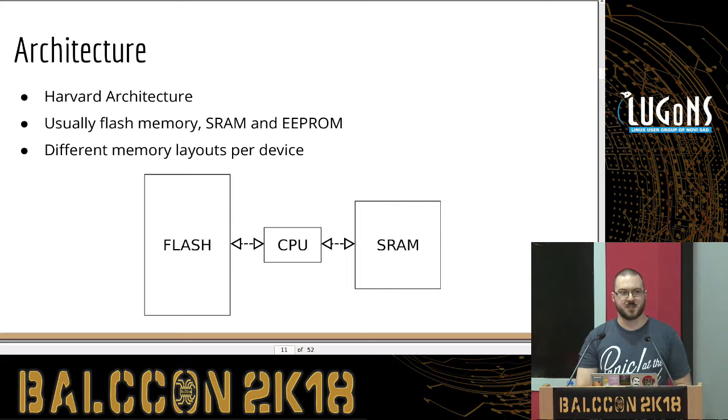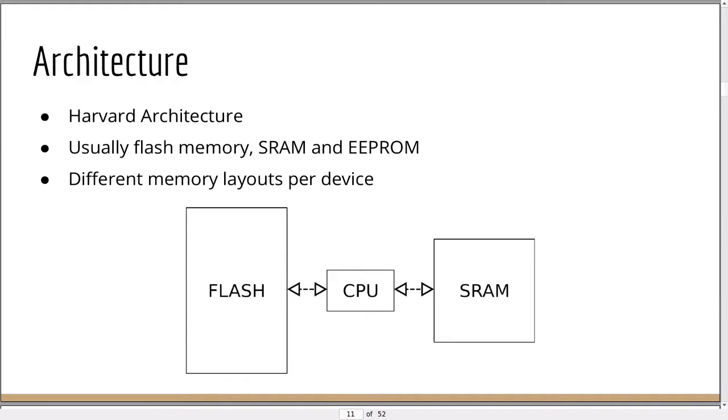The flash memory is usually bigger than the SRAM because it's cheaper, and it has limited write cycles. So you can't just go ahead and modify the firmware while it's running as much as you want, because sometimes you won't have the ability to write there anymore.